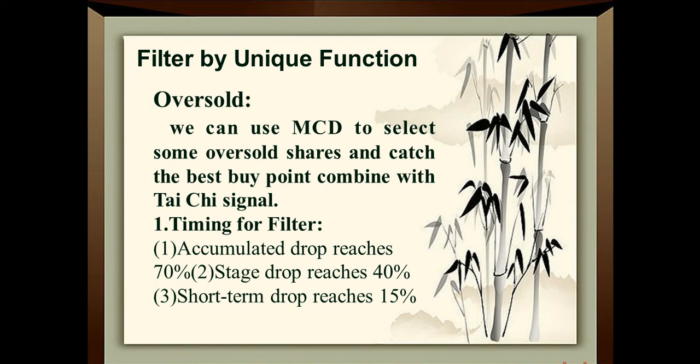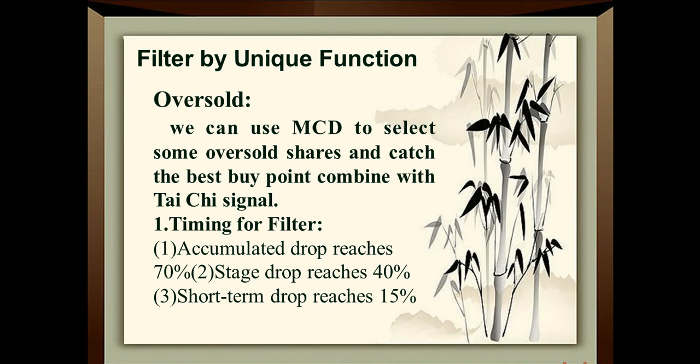Accumulated drop reached 70%, dropped a lot. Stage drop reaches 40%, short-term drop reaches 15%. So for this stock, is it for uptrend, rebound, or downtrend? Only for rebound. Okay? So if you follow this step, you should know if the shares come out, you cannot buy and keep for the long term or medium term, only for short-term trading.